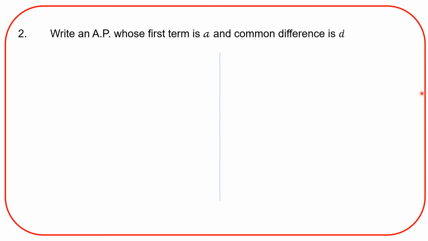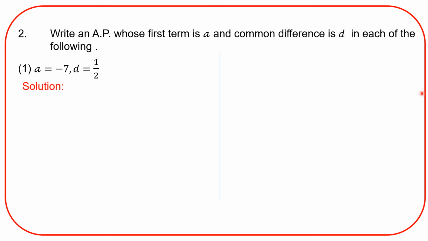Second question, write an AP whose first term is A and common difference is D in each of the following. A and D is given, then write down the AP. A is equal to minus 7, D is equal to 1 upon 2. Solution. A means T1. T1 is equal to A is equal to minus 7.